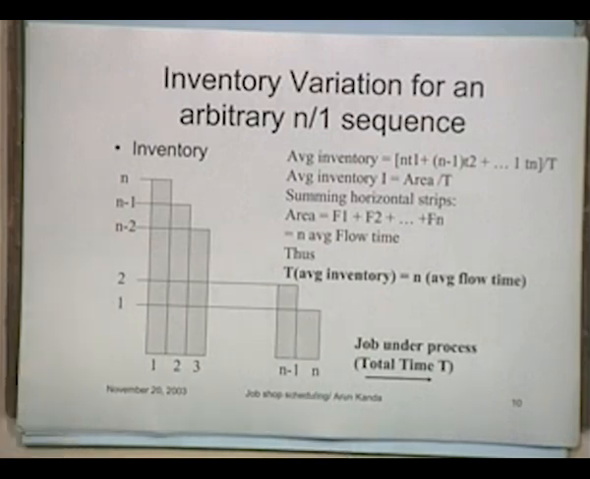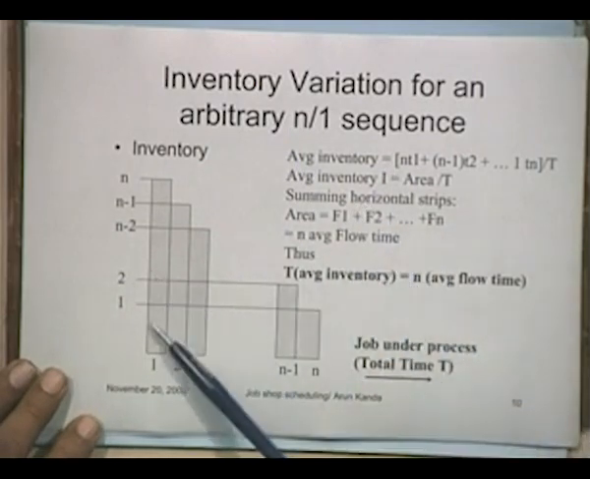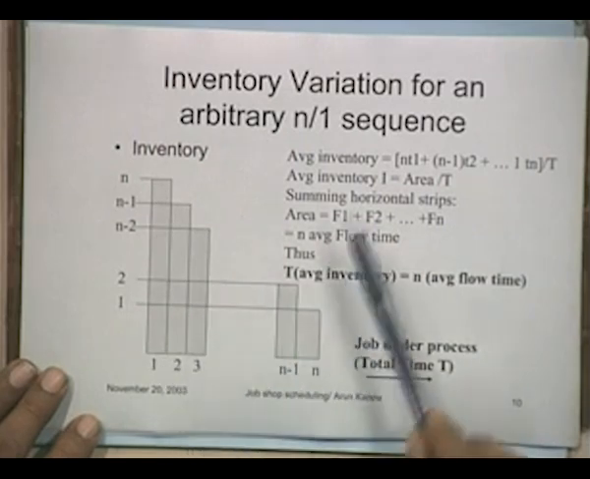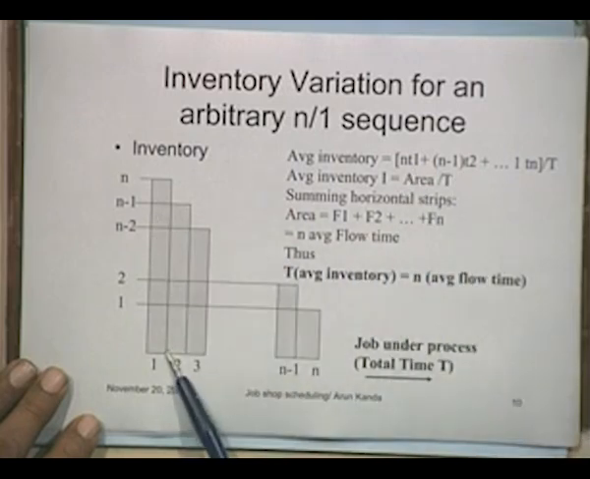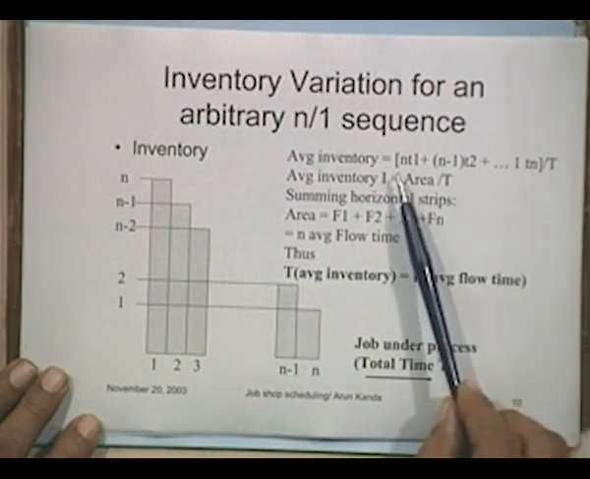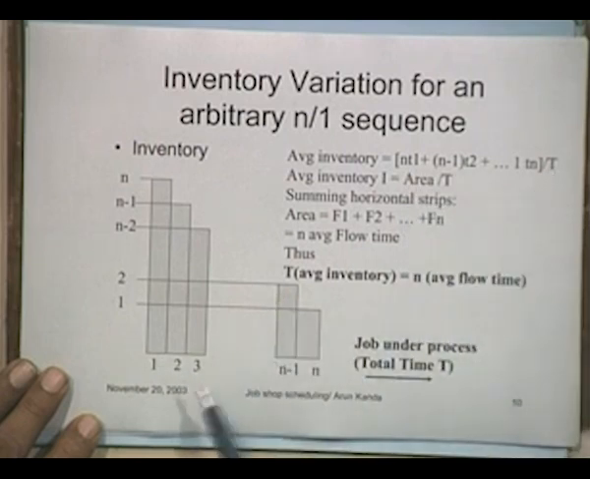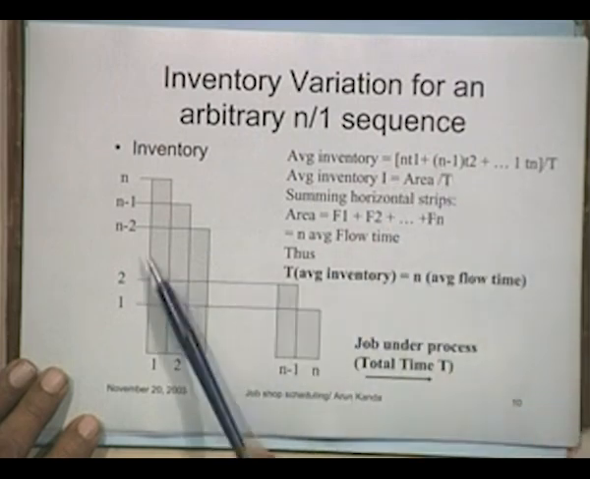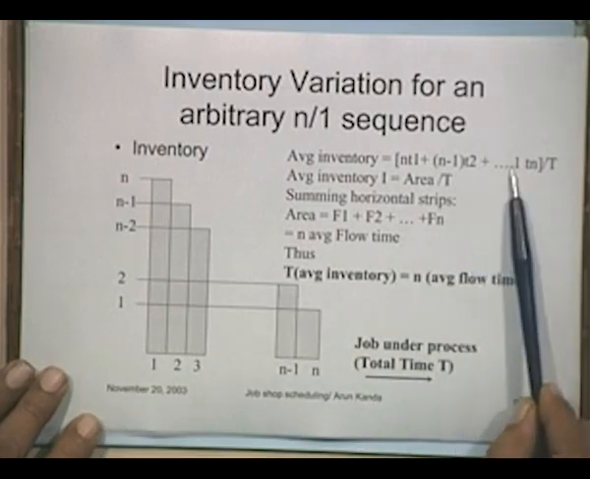So if you were to calculate the average inventory, you can see the vertical strips here, each of these verticals. The time required to process the first job gives N times T1, then N minus 1 times T2, which is the processing time for the second job, and so on up to 1 times Tn. The average inventory is the total inventory divided by the time period T, which is the total time. So the average inventory I is nothing but the total area under the strips divided by T.